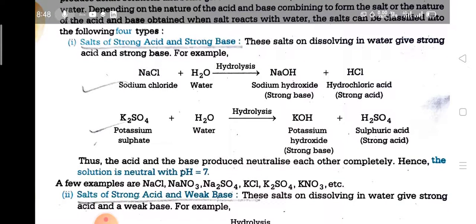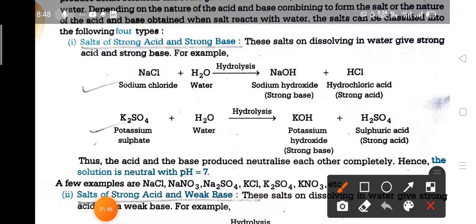The first type is salts of strong acids and strong bases. These salts, when dissolving in water, give a strong acid and a strong base. For example, sodium chloride reacts with water. This reaction is called hydrolysis.